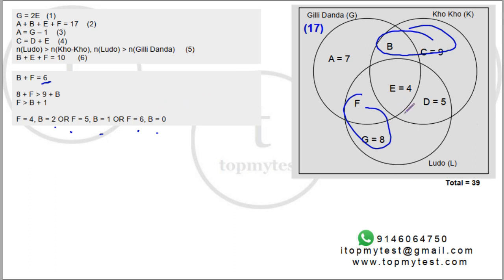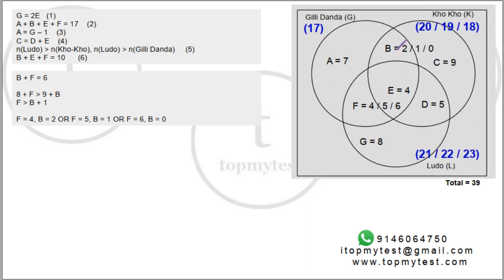Okay, let's try to fix these values here. If I put 4 or 5 or 6, this will be 2 or 1 or 0. Let's add up the values. Okay, I've added up these values. These are the possibilities. When B is 2, this will be 20, this will be 21. When B is 1, this will be 19, this will be 22. When B is 0, this will be 18, this will be 23. So except for B and F and these totals, we know everything else. Let's go to the questions.